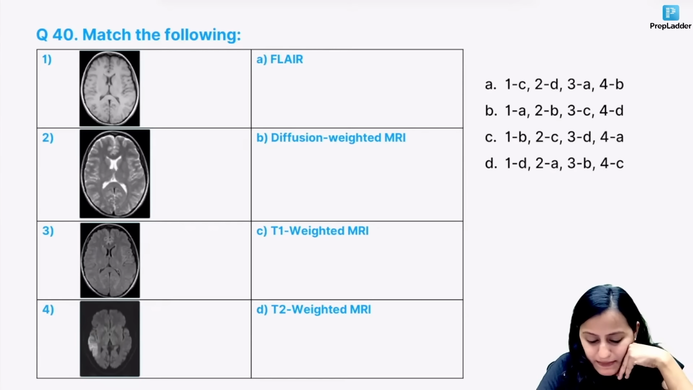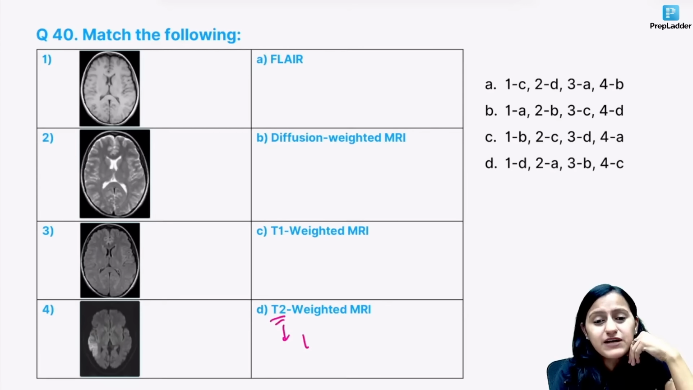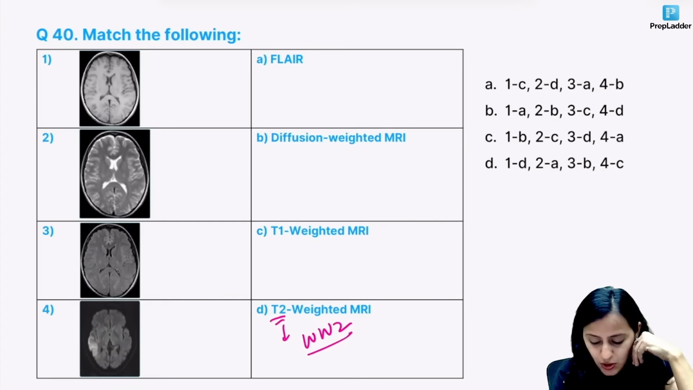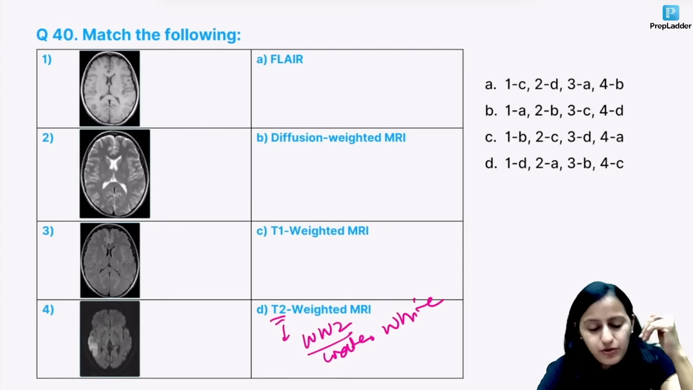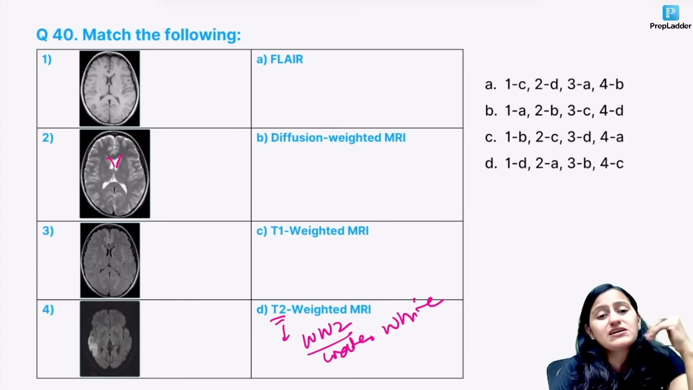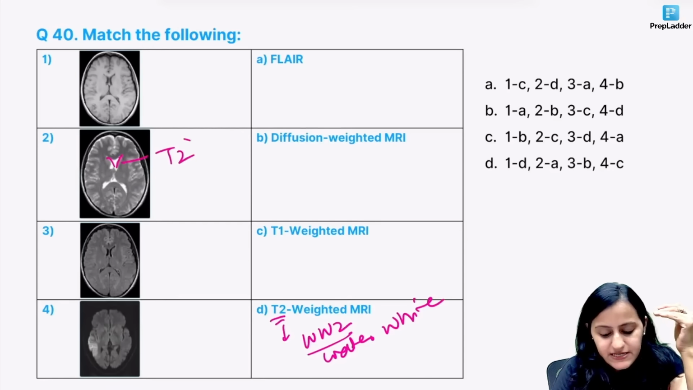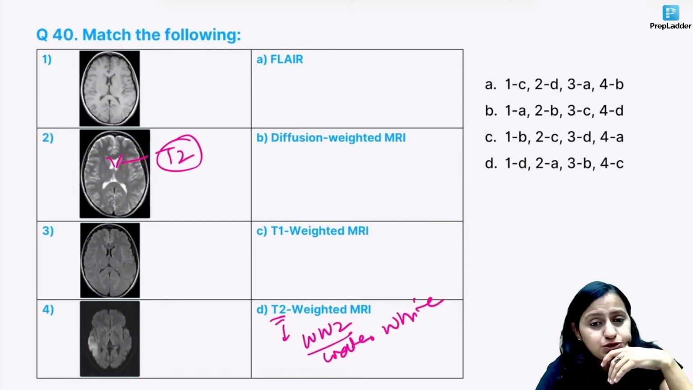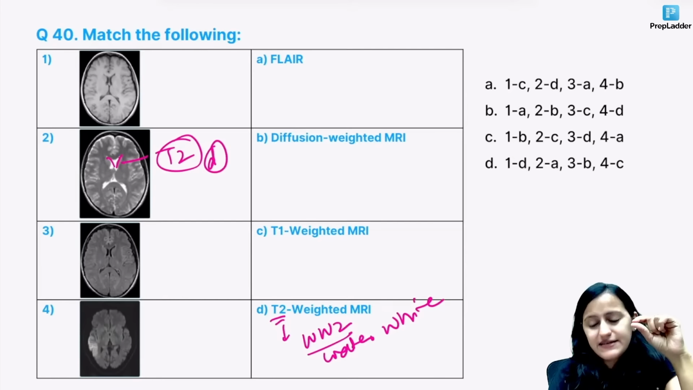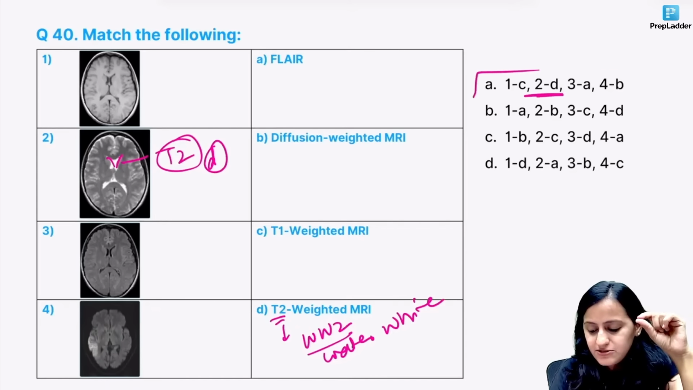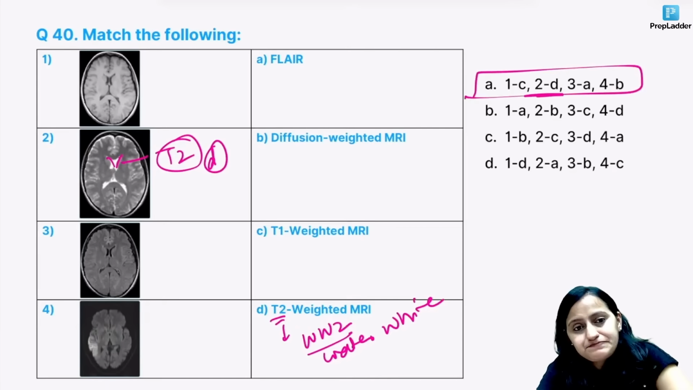Okay, next one. Match the following, identify the sequences. T2 weighted MRI, you know that T2 is World War II. Water white on T2. So in which one do you have water white out of these images? 1, 2, 3, 4. Look at these ventricles. The water, the CSF is white in second image. So that is T2. So 2 is D, which is only in option A. So that is going to be your answer there.